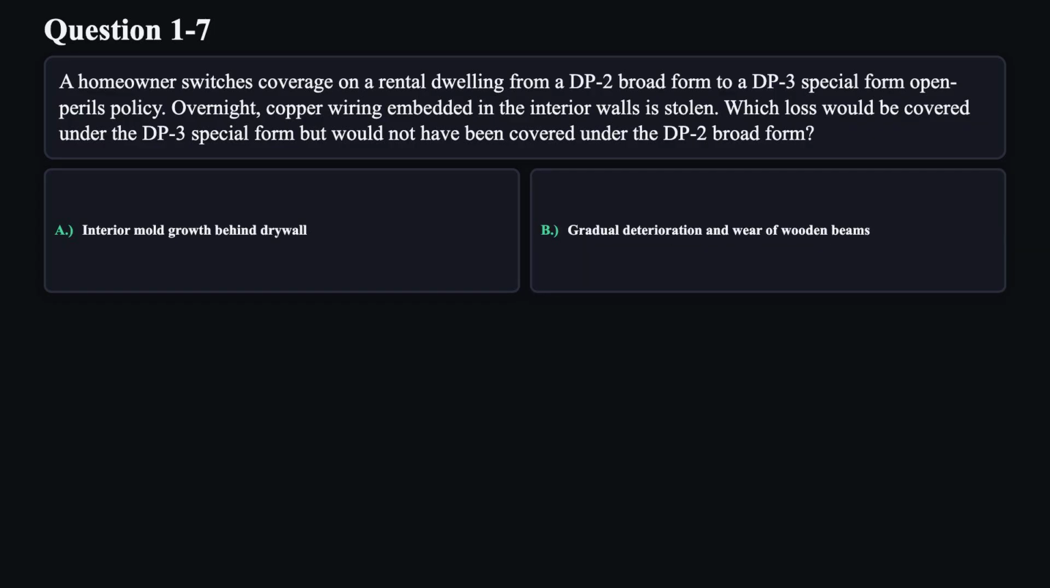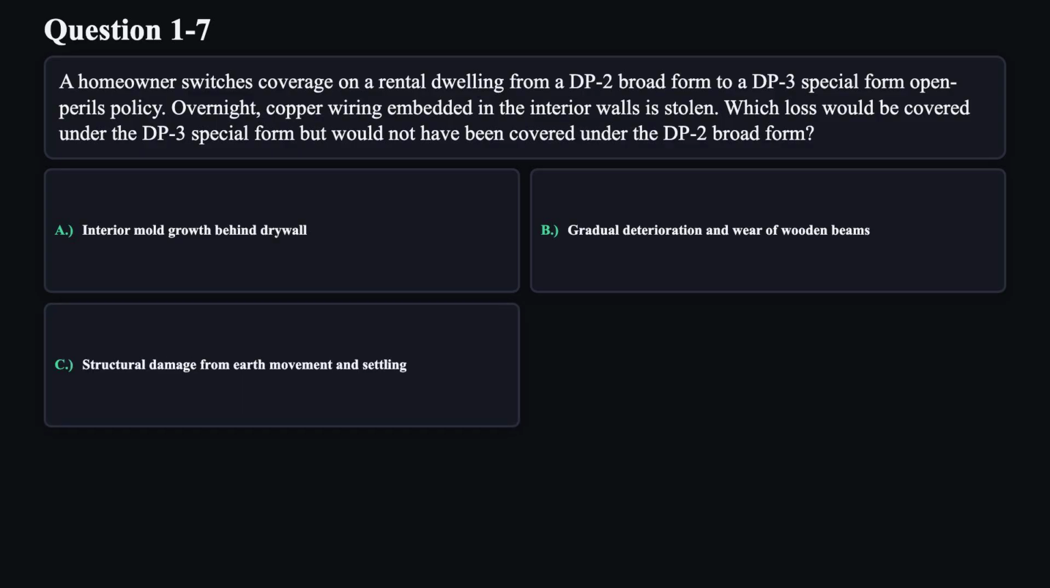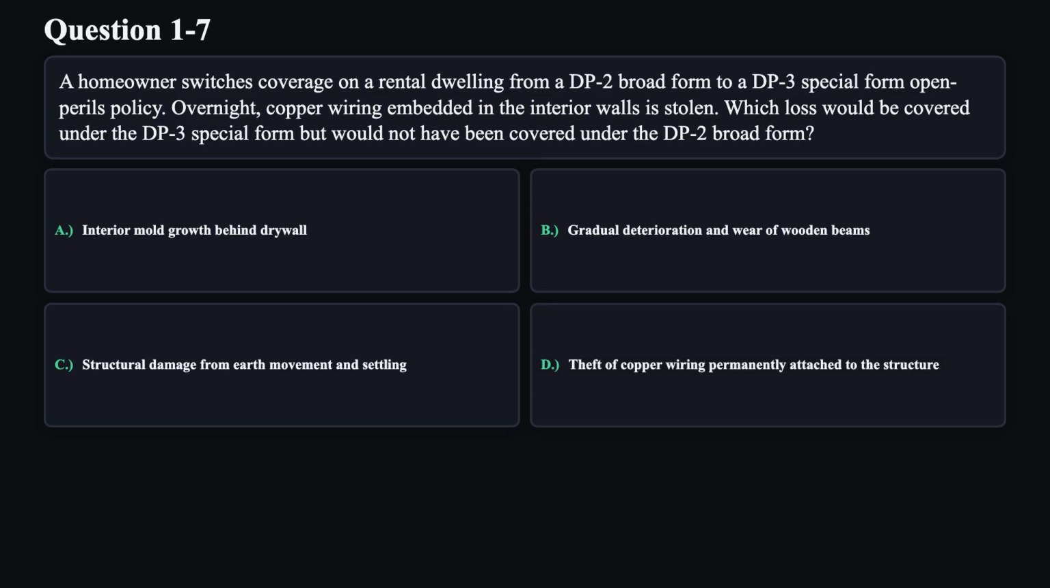B. Gradual deterioration and wear of wooden beams. C. Structural damage from earth movement and settling. D. Theft of copper wiring permanently attached to the structure.